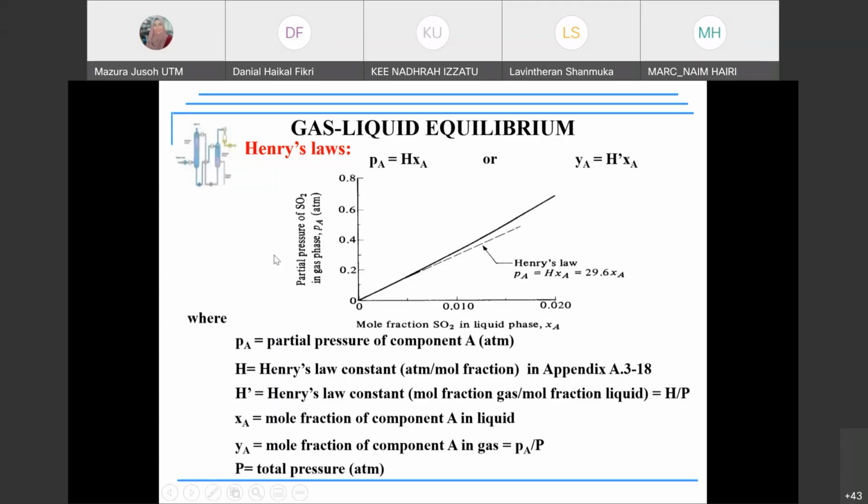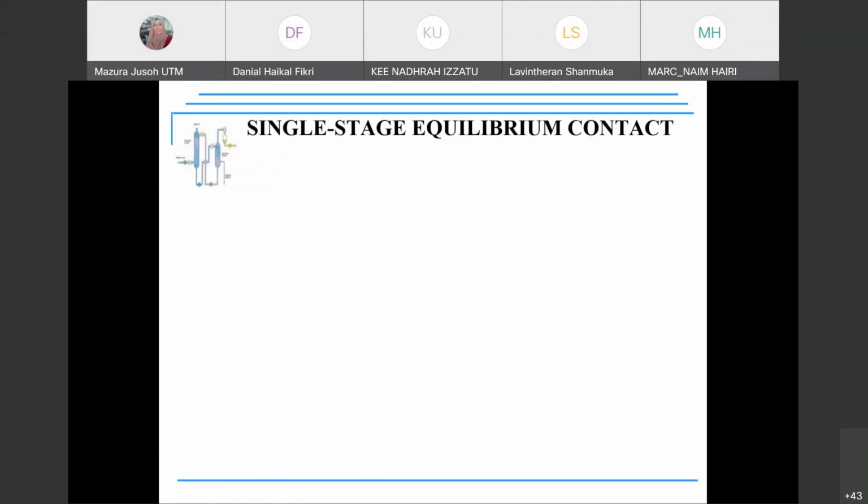I think the next slide is to show you how this Henry's law can be applicable. It's usually applicable in this case. Lavin, do you want to ask a question? No, Doctor. Okay, if you have a question, just let me know. I'm just going to go on if nobody's asking anything.